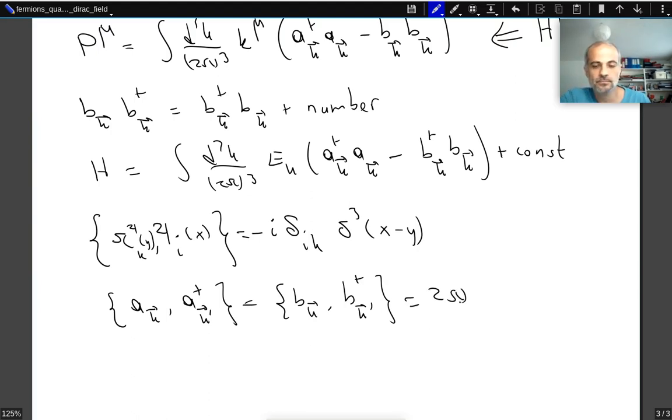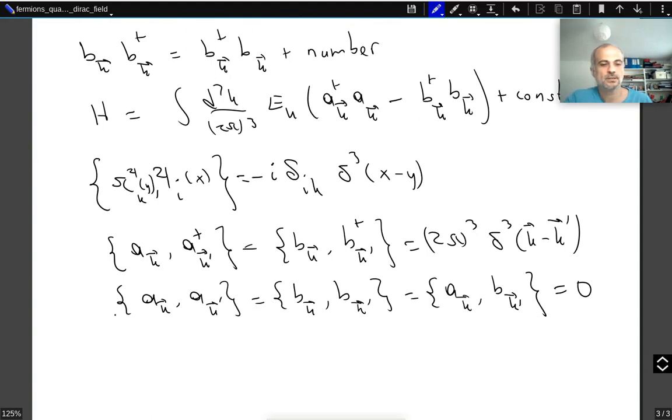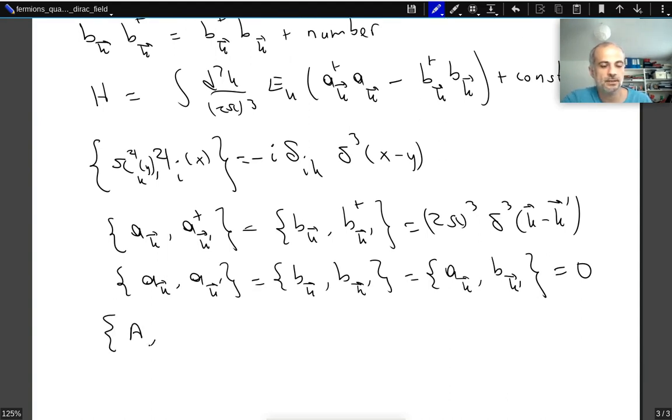These are (2π)³ times the three-dimensional Dirac delta of k minus k prime, and a_k with b_k prime, and a_k with b_k prime. All these anti-commutators are 0. So the anti-commutator of two operators is just AB plus BA.